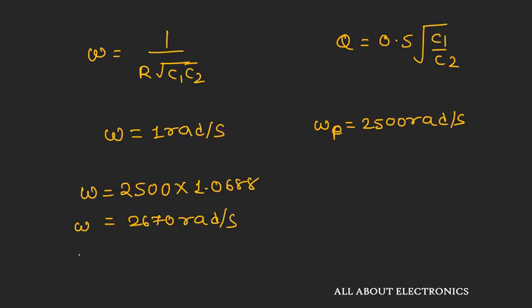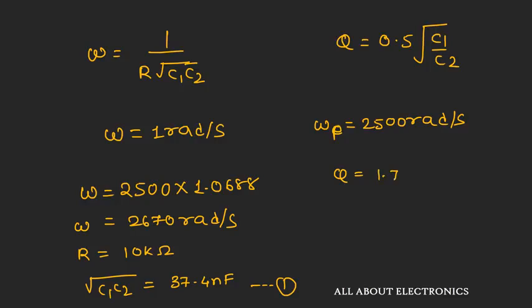Let us also assume that the value of R for this case is 10 kilo ohm. If we put this value, then we will get square root of C1 into C2 as 37.4 nanofarad. Let us say this is our expression number 1. Likewise, we know the value of Q is equal to 1.7063. So if we put this value in this equation, then we will get square root of C1 by C2 as 3.4126. Let us say this is our equation number 2. So by multiplying equation 1 and 2, we will get C1 as 127.6 nanofarad.